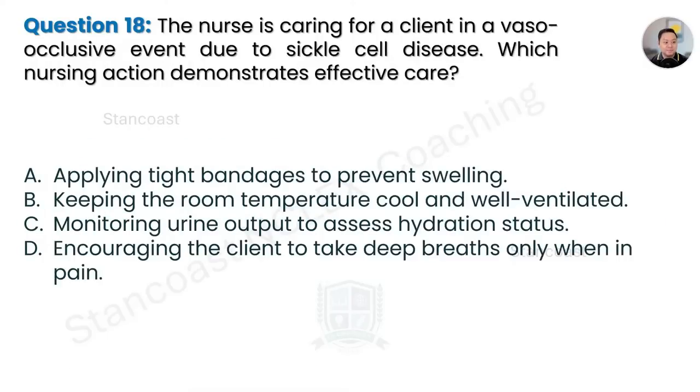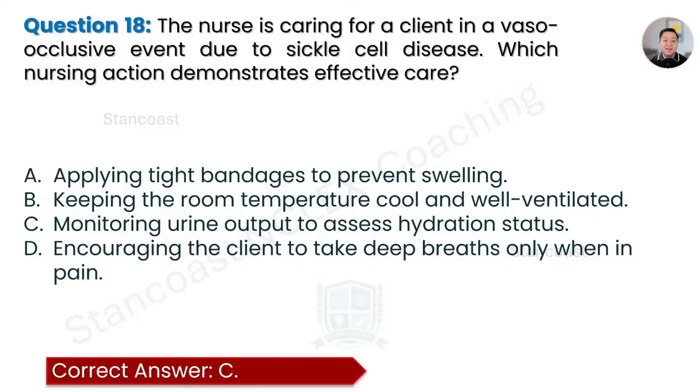Let's have number 18. The nurse is caring for a client in a vaso-occlusive event due to sickle cell disease. Which nursing action demonstrates effective care? A. Applying tight bandages to prevent swelling. B. Keeping the room temperature cool and well ventilated. C. Monitoring urine output to assess hydration status. And D. Encouraging the client to take deep breaths only when in pain. The answer is letter C.